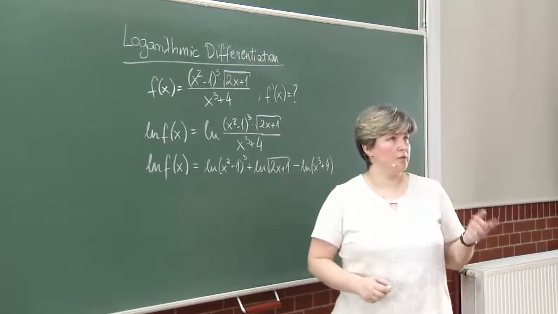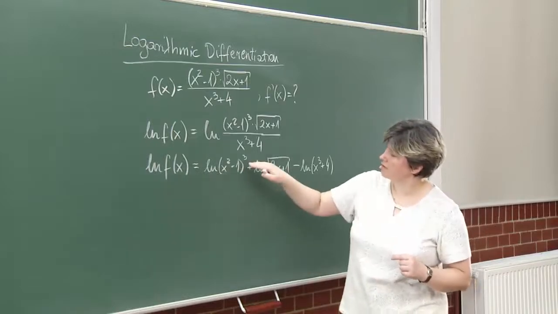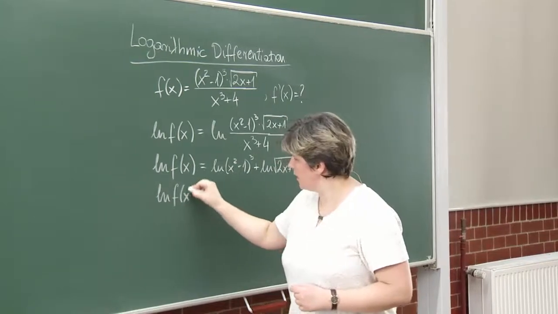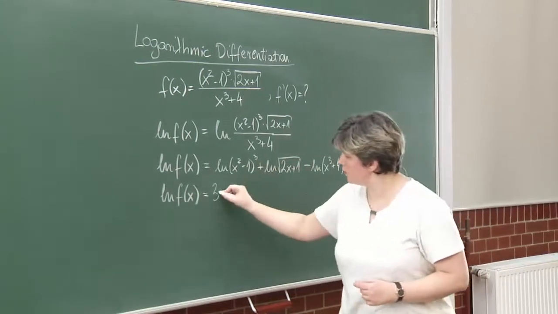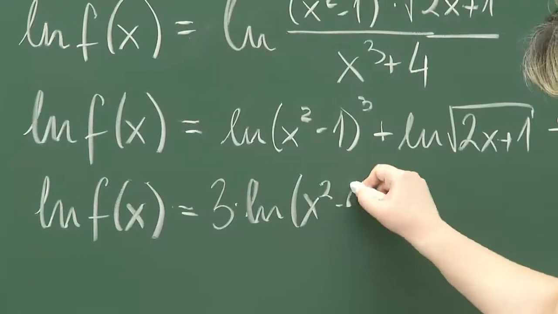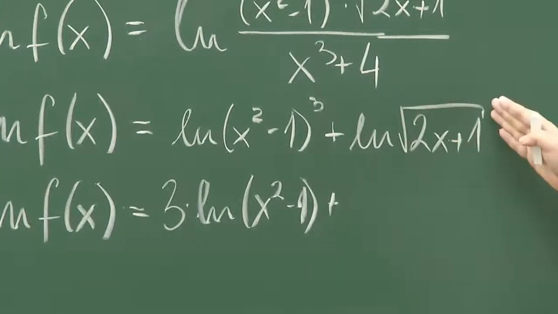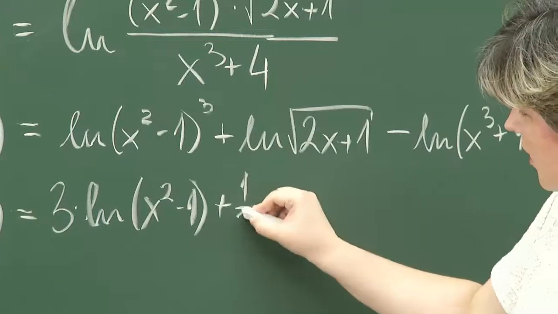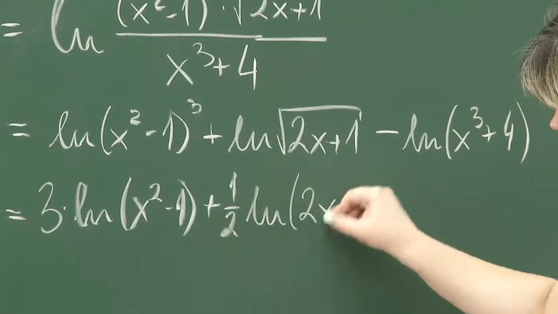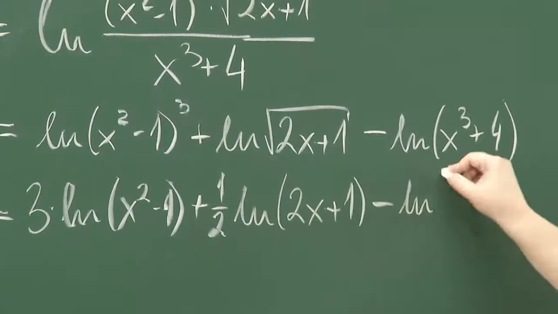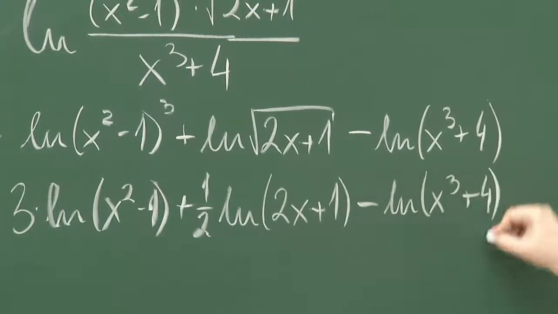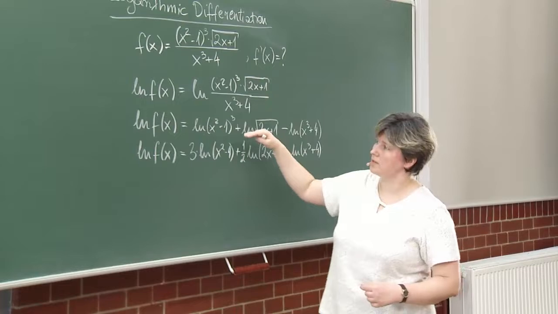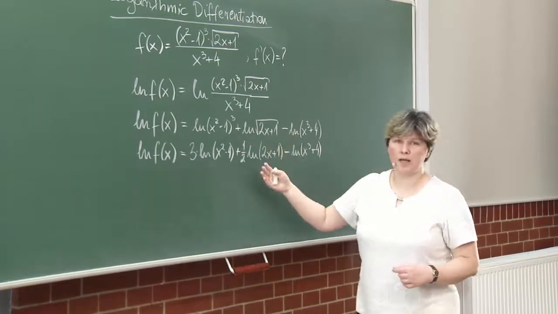Now, another useful property, if you recall, is that when you have a natural log of an expression to a power, this power can be brought down in front of the natural log. So let's apply that. 3 is brought down to the front, plus, here you have a square root, which is actually an expression raised to the power 1/2, so that 1/2 can go in front as well, and minus this last log. And now we have simplified this function as much as we could using properties of natural logarithms, so we are ready to apply the derivative.